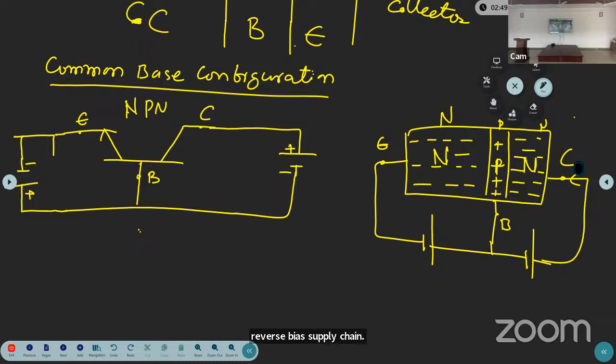The holes in p come toward the battery, and the electrons in n come toward the battery. What happens in the middle? A gap appears. What gap is that? The barrier, the potential barrier, the junction width will increase. Okay, listen carefully: if you are increasing the reverse bias voltage between the collector and base junction, the junction width increases, right? Here the junction width increases.